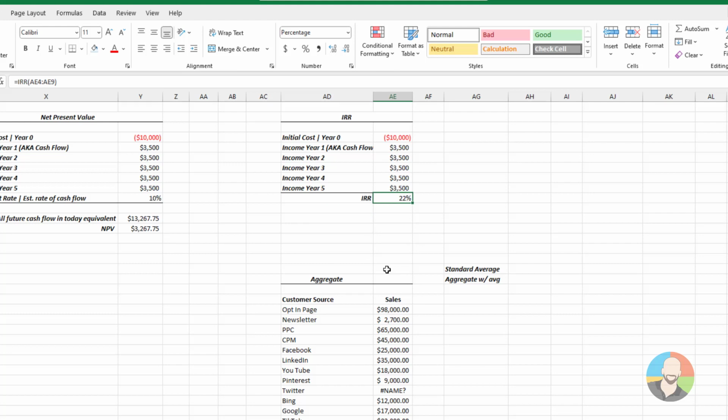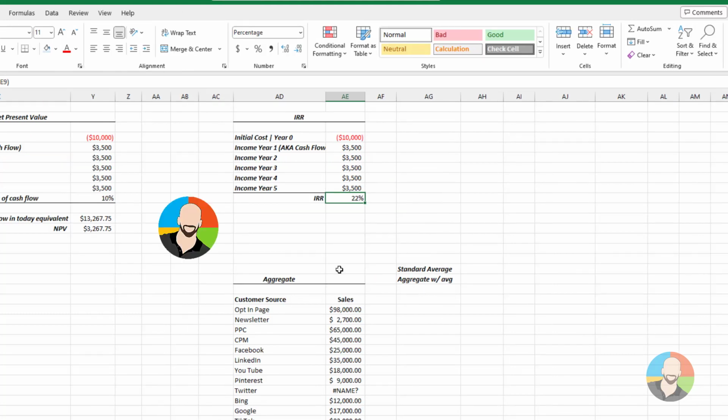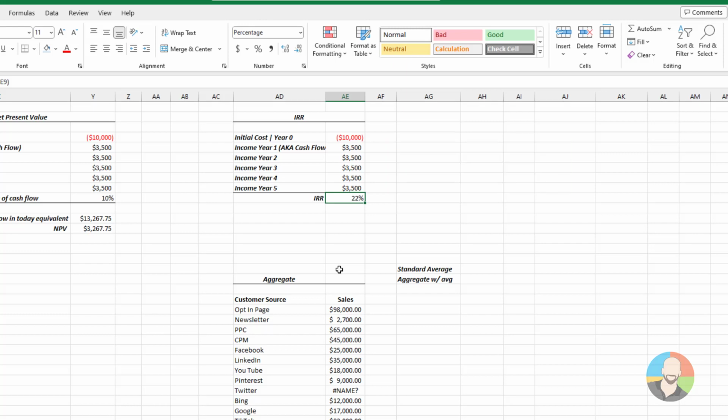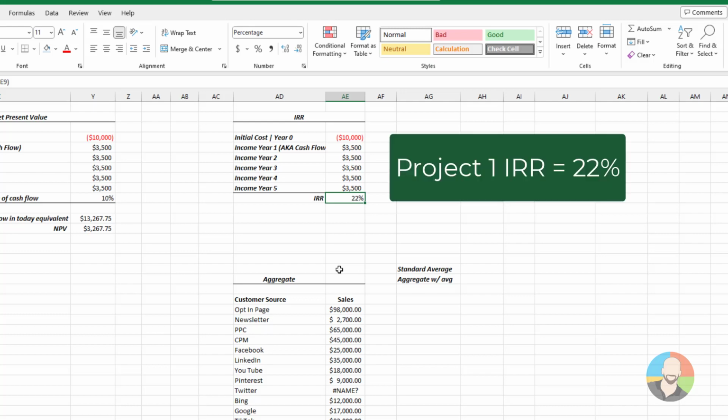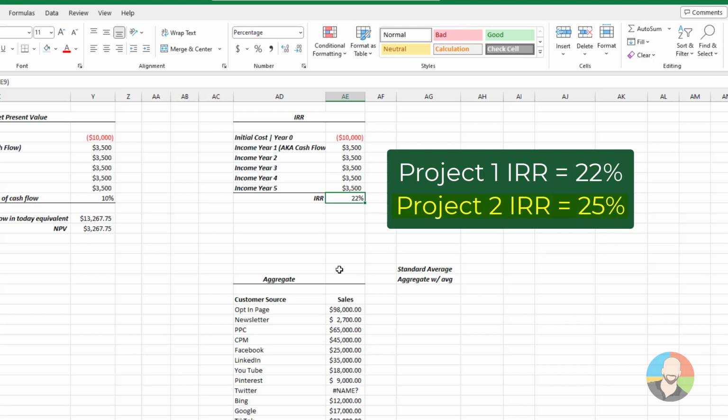The main idea backing this is that the IRR is ultimately used in making decisions. Going one step further, in business, you generally have the opportunity to invest in different things. So when you compare opportunities, the higher IRR is often the best bet. So by way of example, let's say here at the company, we're considering 2 new product lines. One works out to have an IRR of 22%. The other one works out to have an IRR of 25%. If we compare the two, it looks like the one with a 25% would be the better bet. So that would probably be the best one to invest in.